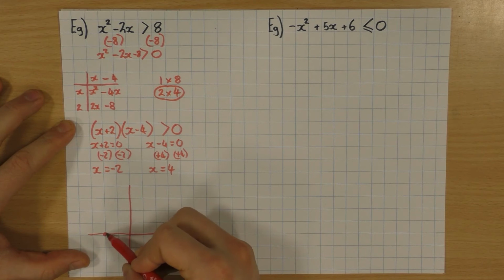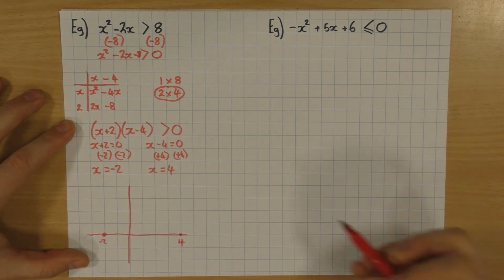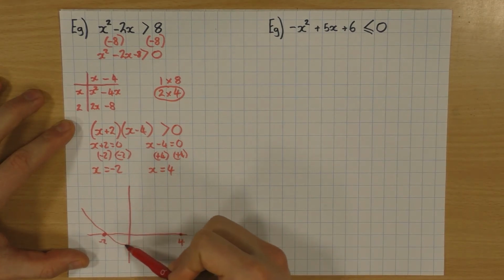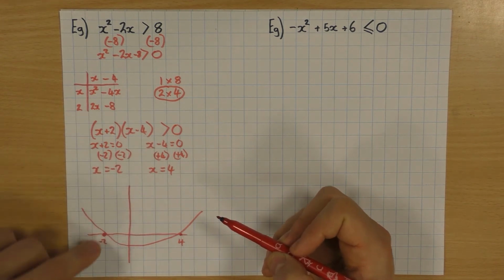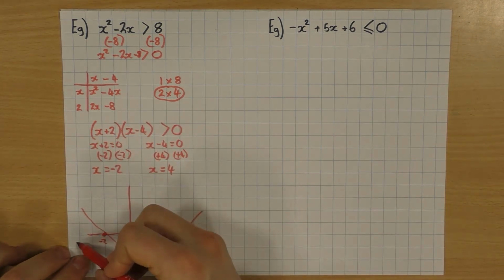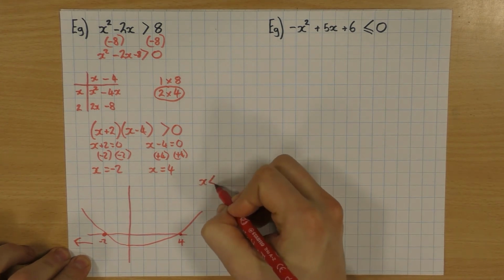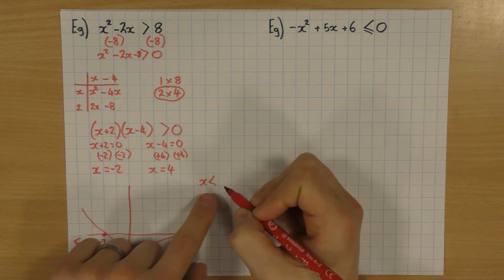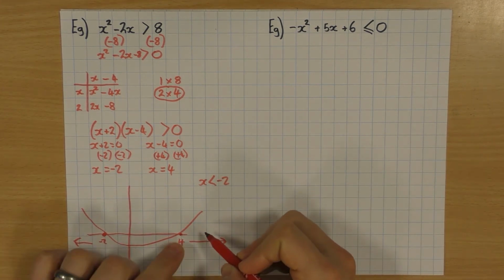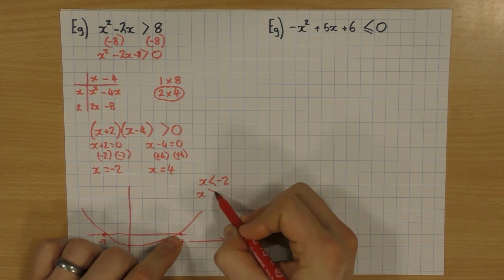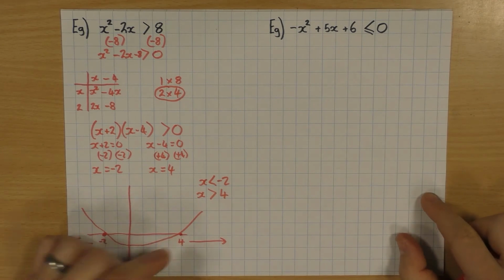And I have minus 2 there, and I have 4 there. And a little sketch here. And I'm after, when is it greater than 0? So it's these parts here that are greater than 0. So it's going to be when x is really, really small. So x will be less than, not equals this time, just a less than minus 2. And when x is really, really big, when x is greater than 4. Okay, again, always pointing towards the smaller one.